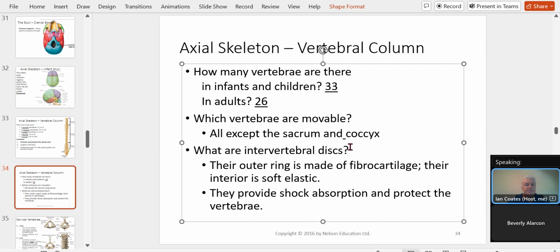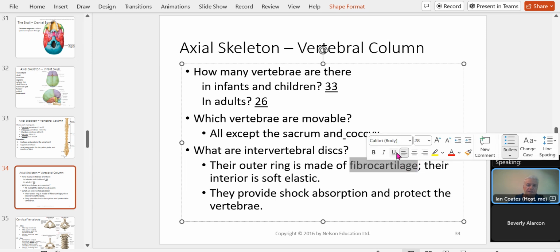Intervertebral discs. These are fibrocartilage. There's different kinds of cartilage. This cartilage here is not the same as this cartilage here, which is not the same as these intervertebral discs. Okay? The bones, the vertebrae, they don't touch. They're all separated by these fibrocartilage discs that just act as cushions.